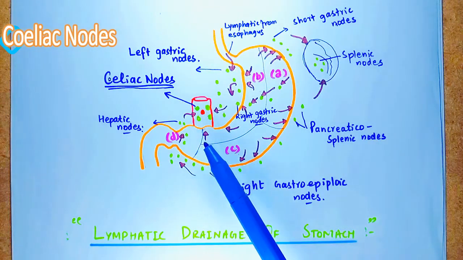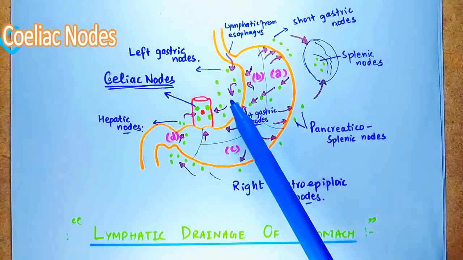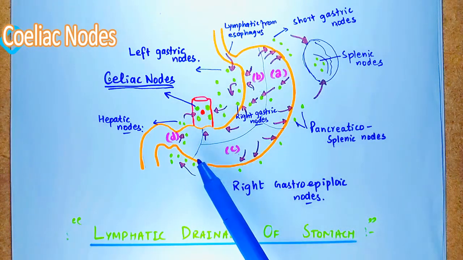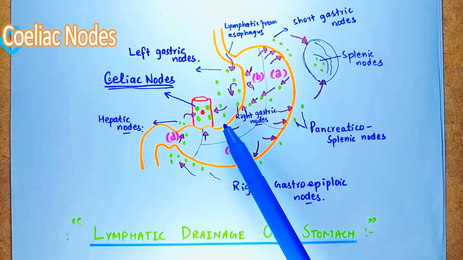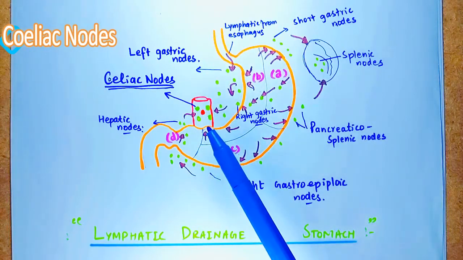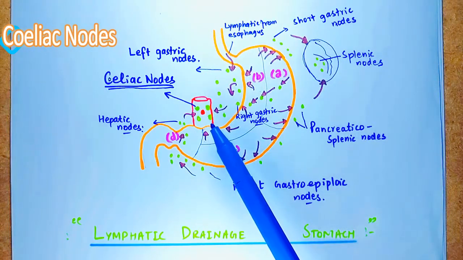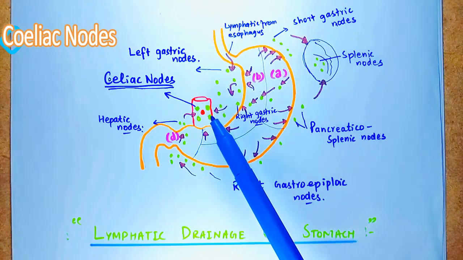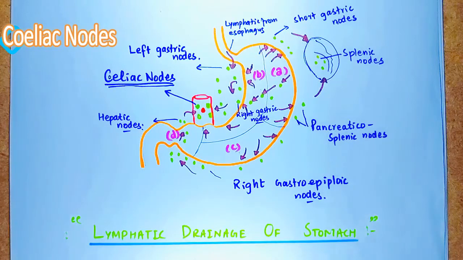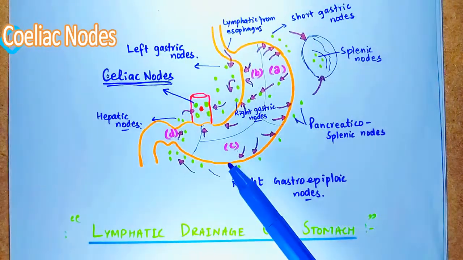Lymph from area D, the pyloric part, drains in different directions into the pyloric, hepatic and left gastric nodes, and passes from all these nodes to the celiac nodes. All the lymph eventually passes to the celiac nodes, and from here it passes through the intestinal lymph trunk to reach the cisterna chyli. So this is the lymphatic drainage of the stomach.